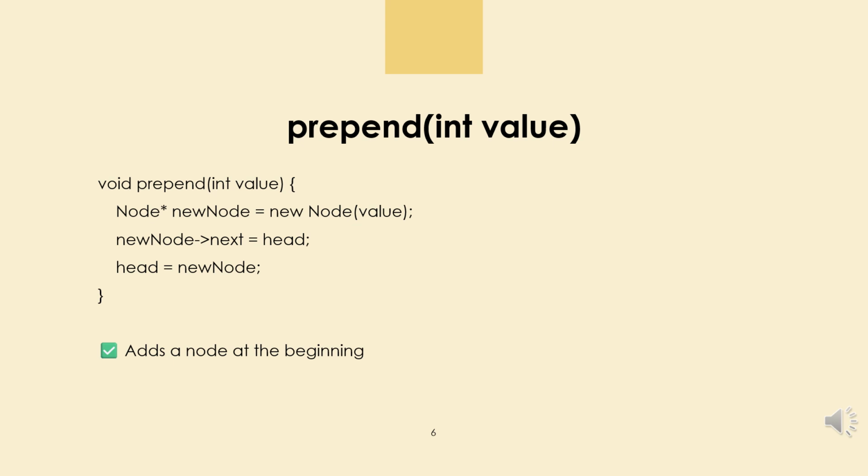Prepend method is a method where we can add a node at the beginning of the list. So void prepend is the method name, and the value we are passing as the parameter. Node new node, in which we are passing the value, and then we point its next to the head node, and head is equal to new node. So the previous node, which was earlier the head node, is no longer the head.